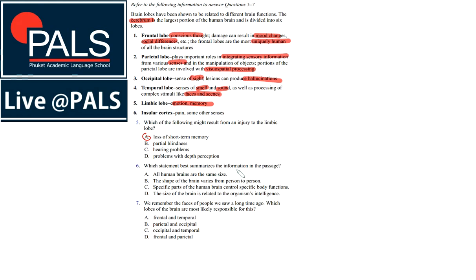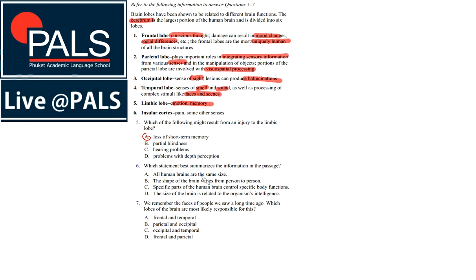Which statement best summarizes the information in the passage? All human brains are the same size. Well, we don't get any information about that. The shape of the brain varies from person to person. There's no information about the shape of the brain really here. Specific parts of the human brain control specific body functions. That sounds very good. The size of the brain is related to the organism's intelligence. There's no information about that either, so I think this is a pretty easy question here.